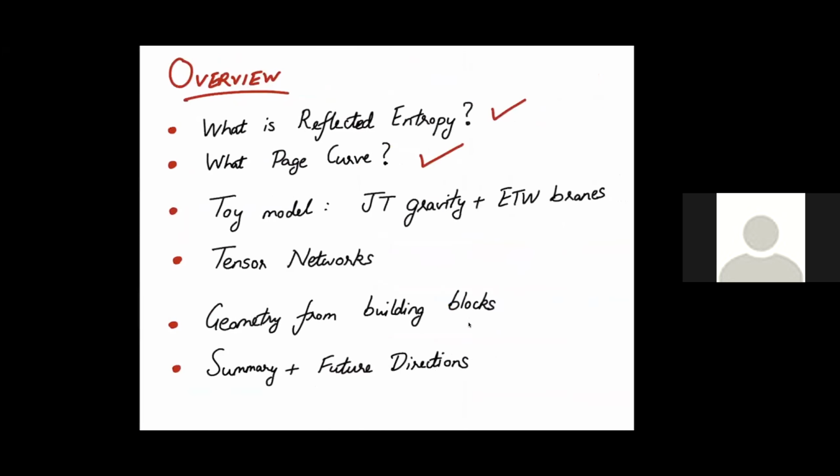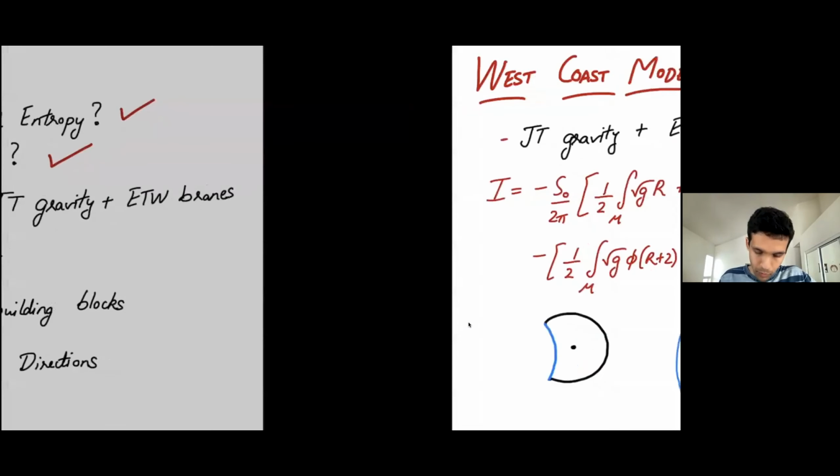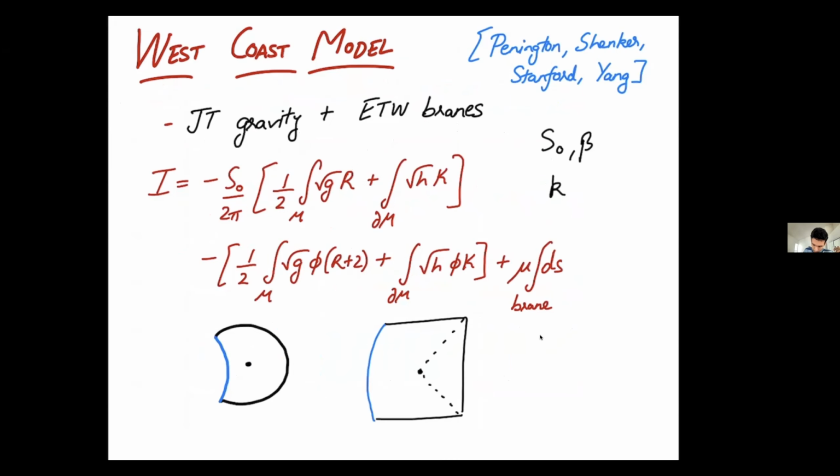Yep. Okay, good. So this was the Page curve. Now let's talk about all of this in more detail in a specific model. We'll talk about this model called the West Coast model. It was defined by these authors, Pennington, Shenker, Stanford, and Yang, for the purpose of computing the Page curve for black hole entropy. And the model is pretty simple.